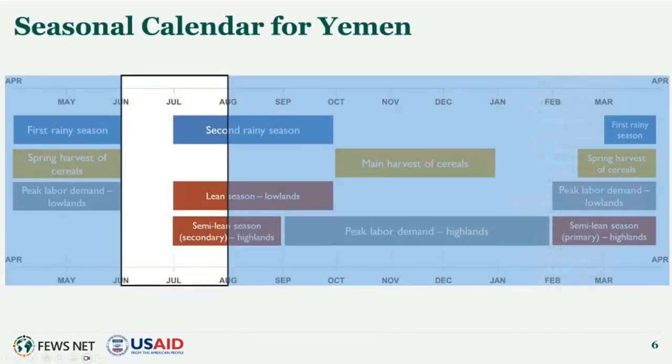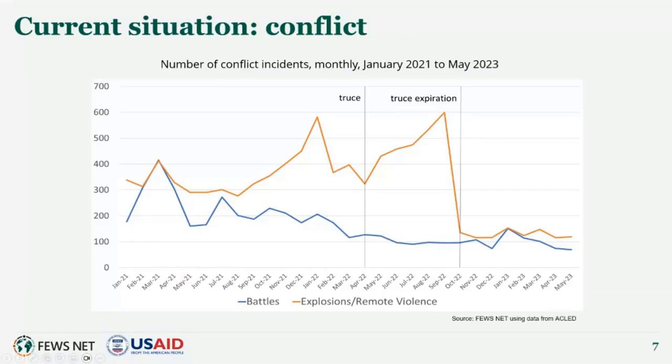Now, before we turn to our current situation updates, this is a look at the FEWS NET seasonal calendar for Yemen, just to orient ourselves to the seasonality that's relevant for the current situation period. And this seasonal calendar, I would note, shows some broad trends across the country, but there is notable regional variability. So as of our June current situation period for this analysis, the first rainy season had just concluded, as had the bulk of spring cereal harvesting across the country, and the peak period of labor demand in lowland areas associated with the main fruit and vegetable cultivation season.